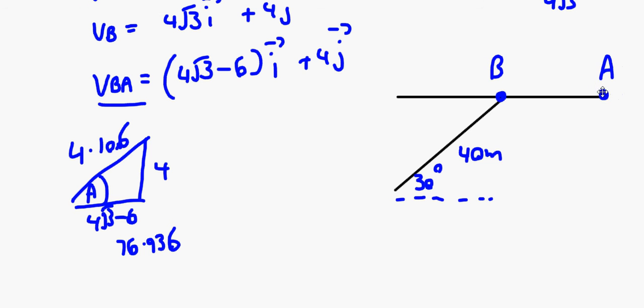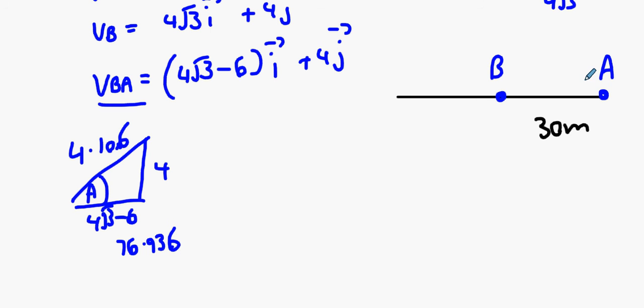Who's at the junction now? B. Okay. And how far has A travelled in that time? 30 meters. A has travelled 30 meters. Okay. Distance of B to A is 30. The direction I'm going is that 76-degree business, isn't it?